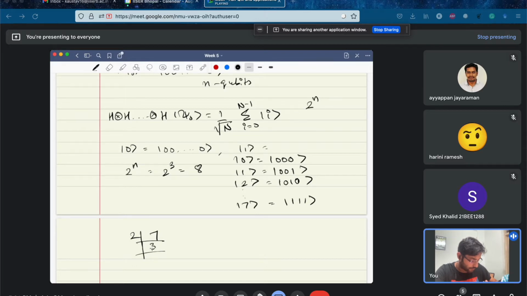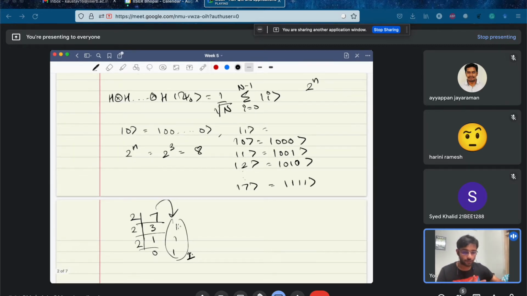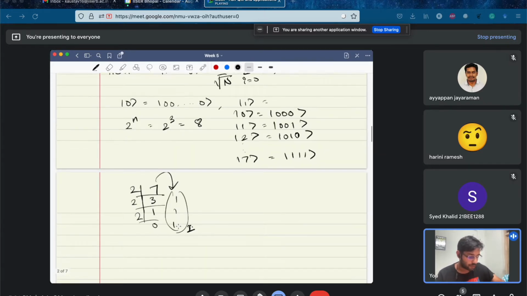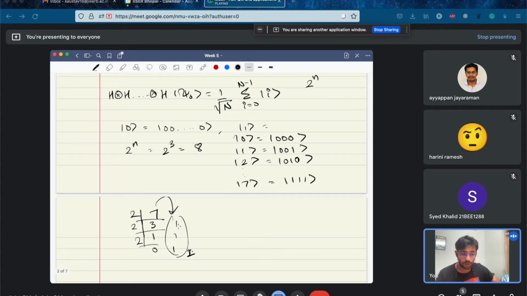So you have 3, you get 11, and this is your binary, right? So for 7 you get a binary like this. This is what you have already seen in your classical cases, and that is all we are using in the quantum. You are just giving a notation to all the states. So for n qubits you get 2 to the power n states. Now we give them as numbers 0, 1, 2, up to 2 to the power n minus 1.